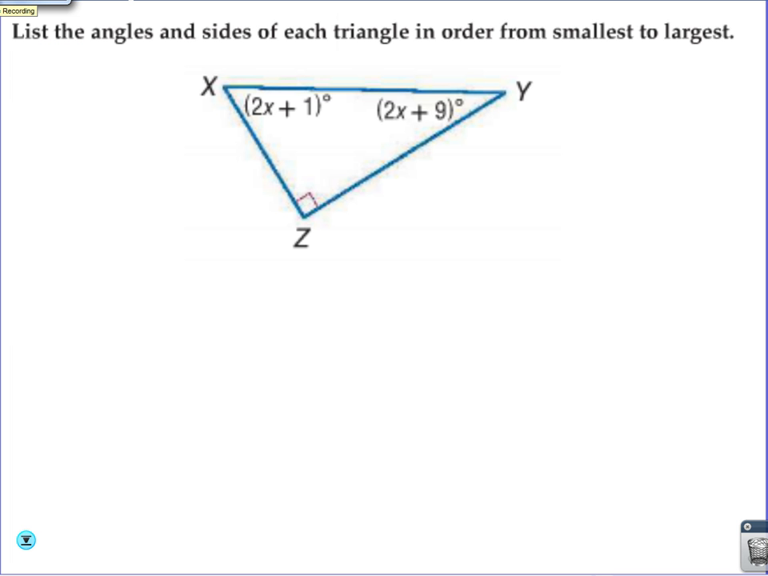This problem is on your test. And a lot of people on their test, if I'm not mistaken, on this problem, say, well, this one looks like the shortest, so I'm going to put them in this order. Don't go by looks.